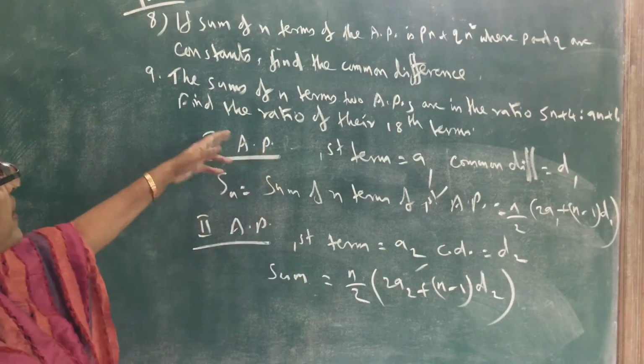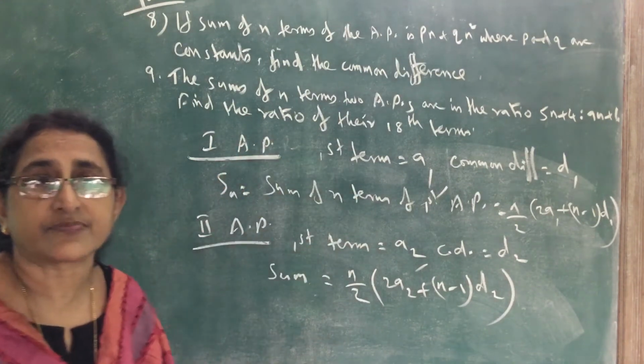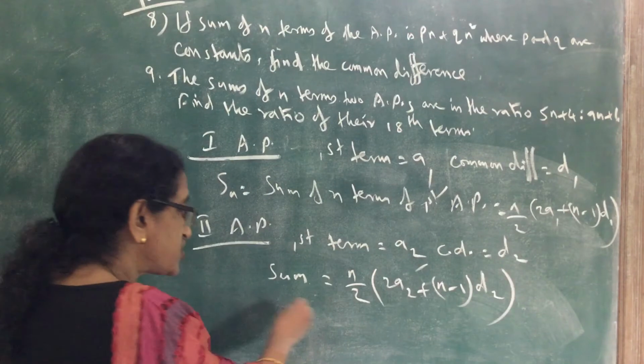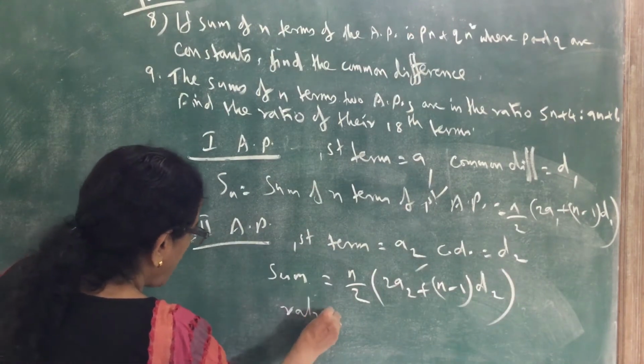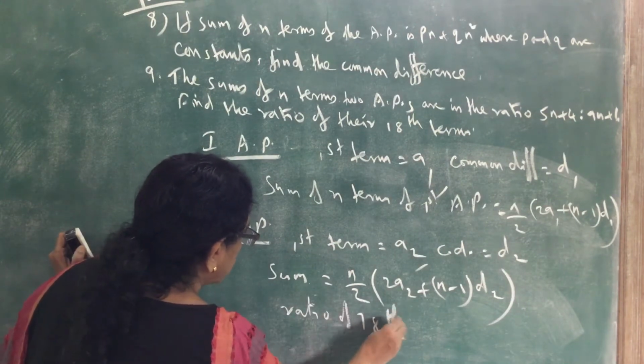Now what we want to find is the ratio of their 18th terms. So what is the ratio of 18th terms? Ratio of 18th terms means what?